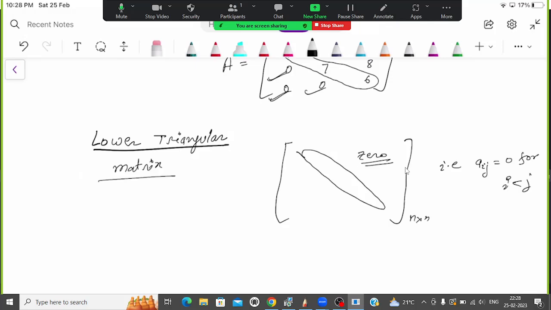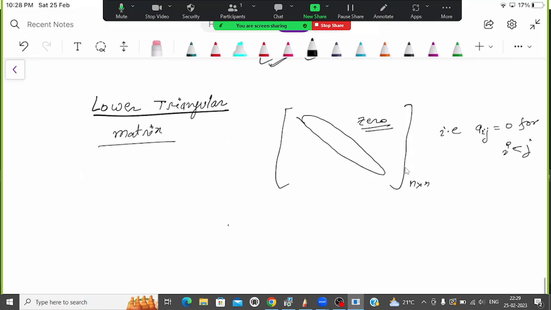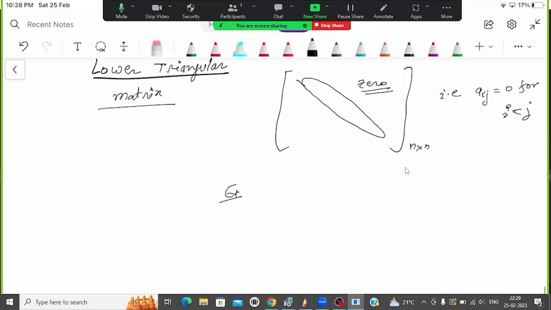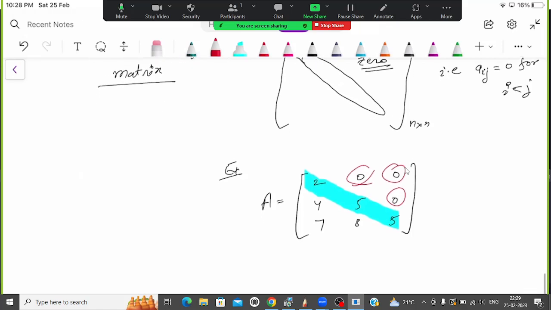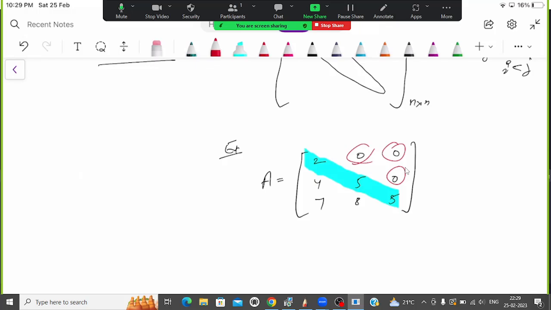Sorry, i is row, j is column. So an example of a lower triangular matrix: suppose this is the matrix A, whose elements are 1 0 0, 2 4 0, 5 0 7 8 5. So this is the diagonal element, and all other elements above the diagonal are 0. So 0 0 0. Okay, so this is a lower triangular matrix. Okay, clear?